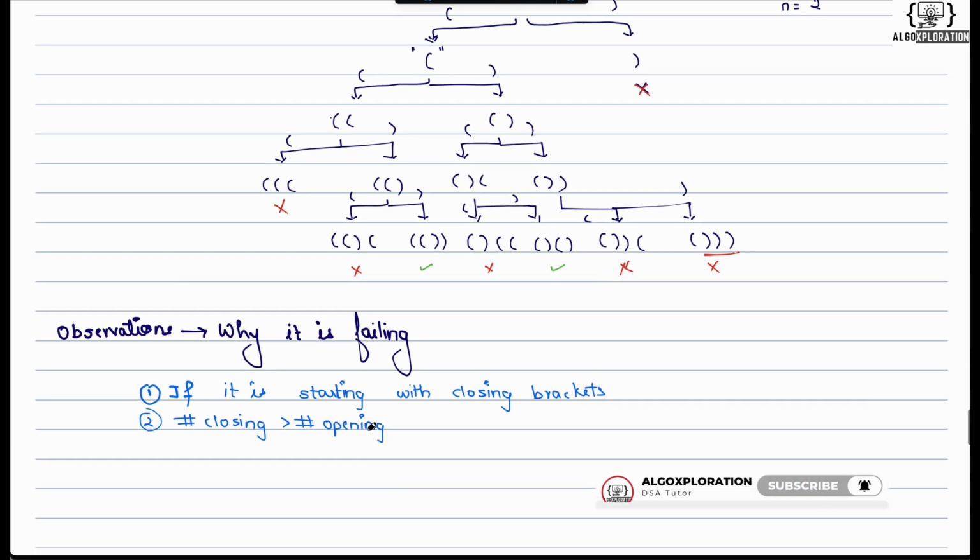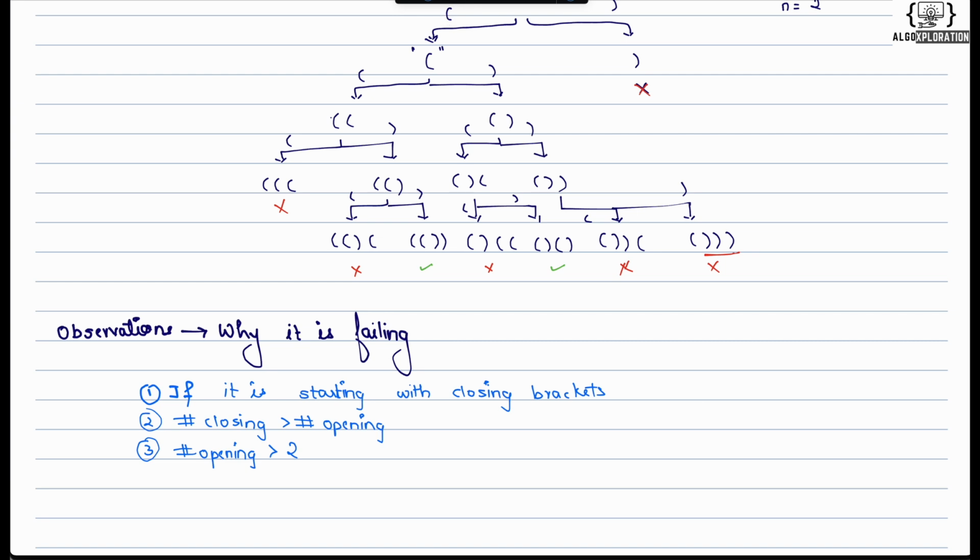Okay, the third observation would be this one. Here we can see that if the number of opening brackets is greater than 2. Why 2? Because here the value of n is 2. So if the number of opening is greater than 2, at this time this will also fail.